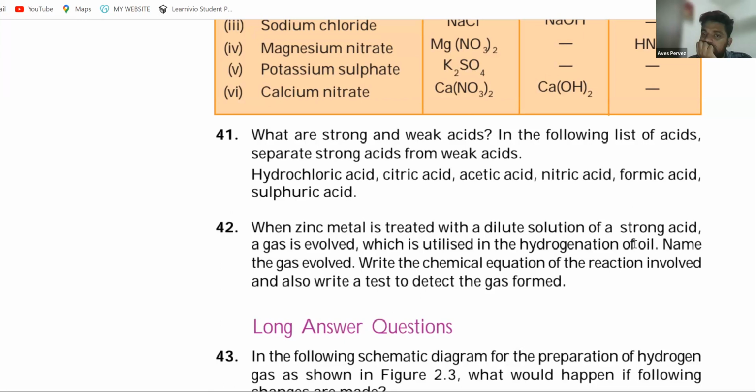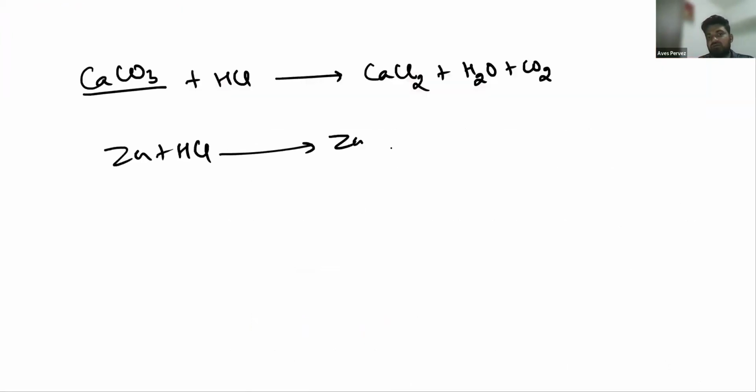Sir, can you show the question? Zinc reacts with hydrochloric acid. Zinc metal reacts with a dilute solution of strong acids. It can be hydrochloric acid, yes. The gas involved will be H2 gas. Zinc reacts with any strong acid like HCl. If zinc is reacting with HCl, it will give you ZnCl2 plus hydrogen gas. And the test: when it is passed through soap solution, the bubbles come in contact with a burning candle and produce a pop sound.